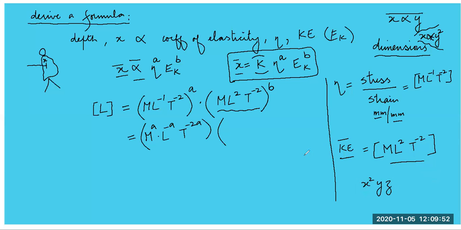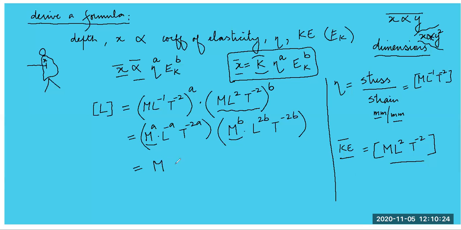So can you just help me, what will this be? M raised to power b, L raised to power 2b, T raised to power -2b. Very good. Really good. So now you apply that. The base is the same, M into M, so it will be M raised to power, the powers will be added. Powers of M will be added. So what will it be, Jasmine?